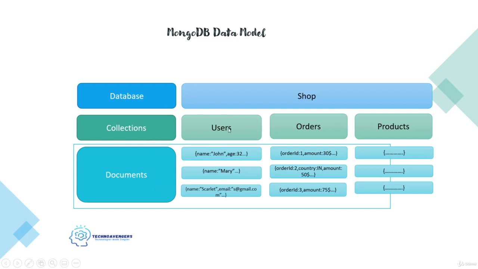Now inside this users collection, we can have tons of documents, and each document might be representing a user, like its name, its age, its email address, its phone number, etc. Similarly, the orders collection can represent the orders that are placed by the customers, and the products collection represents the products that the shop is selling, like what the category of that product is, color, size, etc.